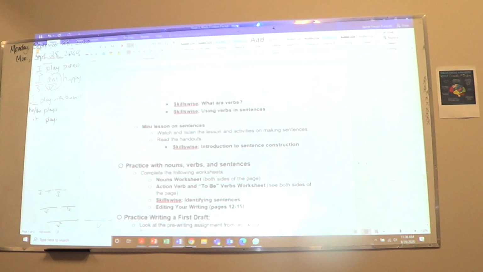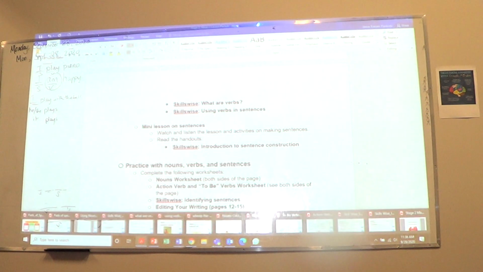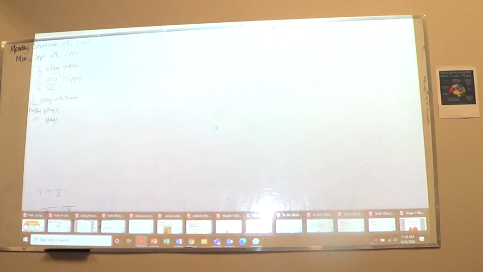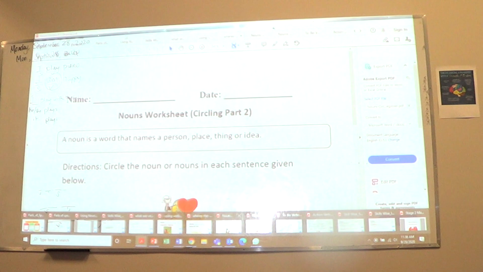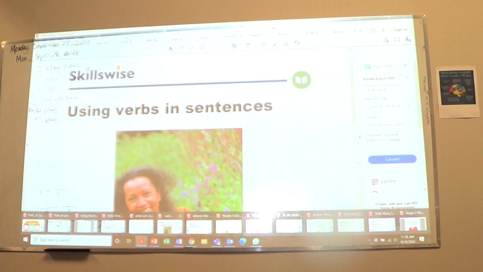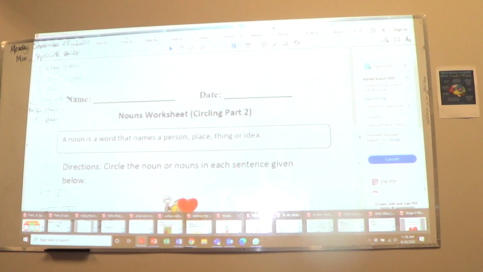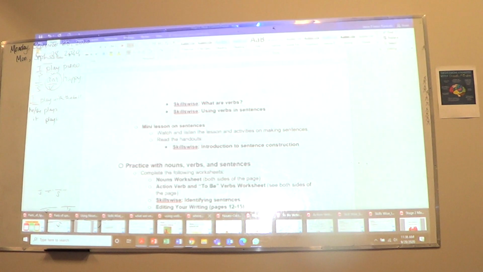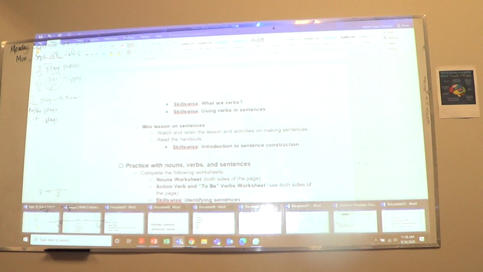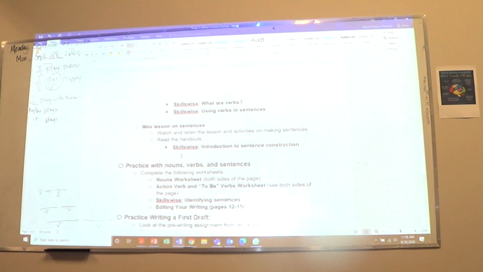There's one called an introduction to sentence construction. Let's see if I can find it here. I don't think I have it pulled up. Can you guys find it in your package? There's one called an introduction to sentence construction. You found it? Okay, perfect. Everyone should have that in their package, so you can take a look at that.